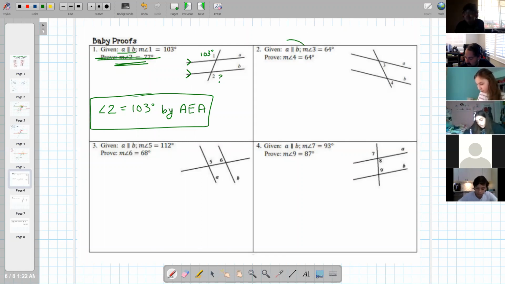We're told that the lines are parallel, so we can go ahead and put our parallel symbols in there. We're told that angle 3 is equal to 64 degrees, and they want us to prove that the measure of angle 4 is also 64 degrees. How can we prove that? What evidence can we use? What word can we use as our justification?